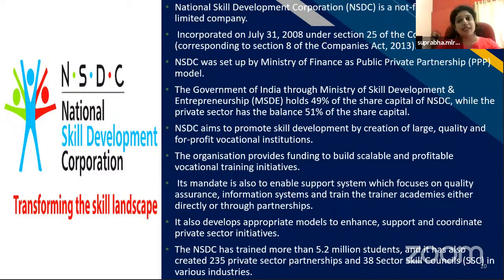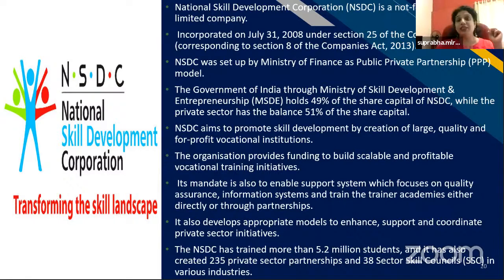As I said, first it was a not-for-profit public limited company, whereas later on the shares were distributed and the private sector was also invited. MSDE, the Ministry of Skill Development and Entrepreneurship, said that 49% of the share capital will be held by NSDC, whereas 51% goes to the private sector. When 51% goes to the private sector, obviously the controlling authority goes to them. Whereas here, under the Skill India concept, they kept the controlling authority under NSDC, and the running authority was given to the private sector. Got the difference? The controlling authority was with NSDC, whereas the running authority was given to the private sector.